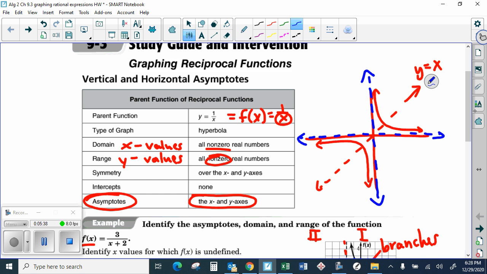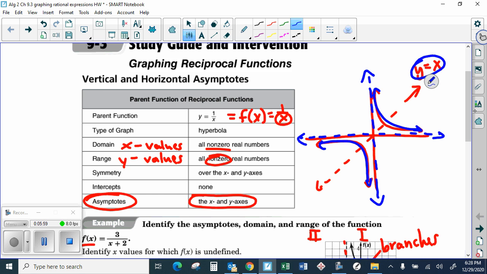That's why you saw my line y equals x right here dashed, because it's not really in the problem. That means it's not part of the actual graph. The graph itself is these two branches. That's the graph itself, the two branches.